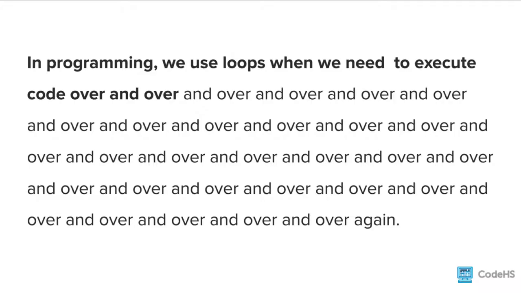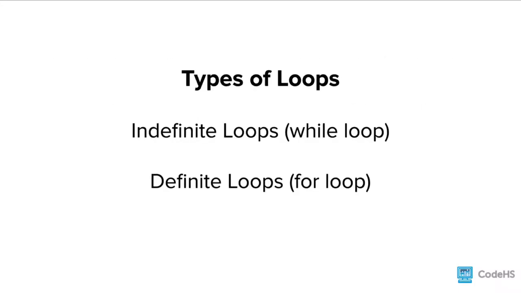In programming, we use loops when we need to execute code over and over again. There are different types of loops. We have indefinite loops, or the while loop, and definite loops, the for loop. We're going to take a look at indefinite loops, the while loop.